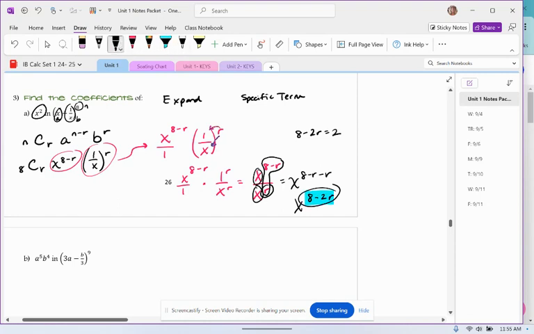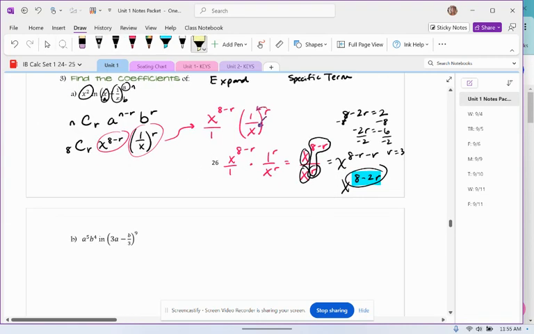So I'm going to solve for r, and I would get r equals 3. I'm going to substitute that r equals 3 into the formula wherever I see an r. So I've got 8 choose 3 times x to the 8 minus 3, which is 5, and then times 1 over x to the third.